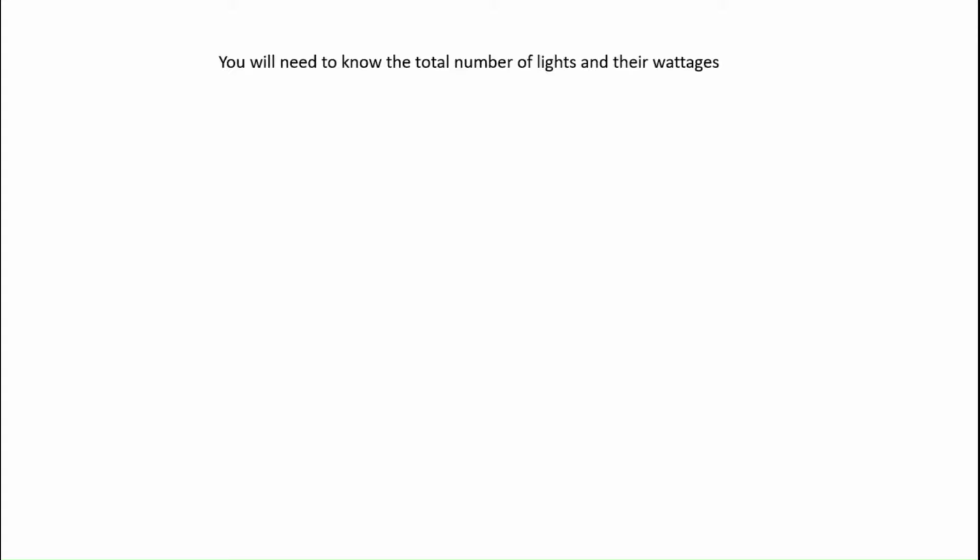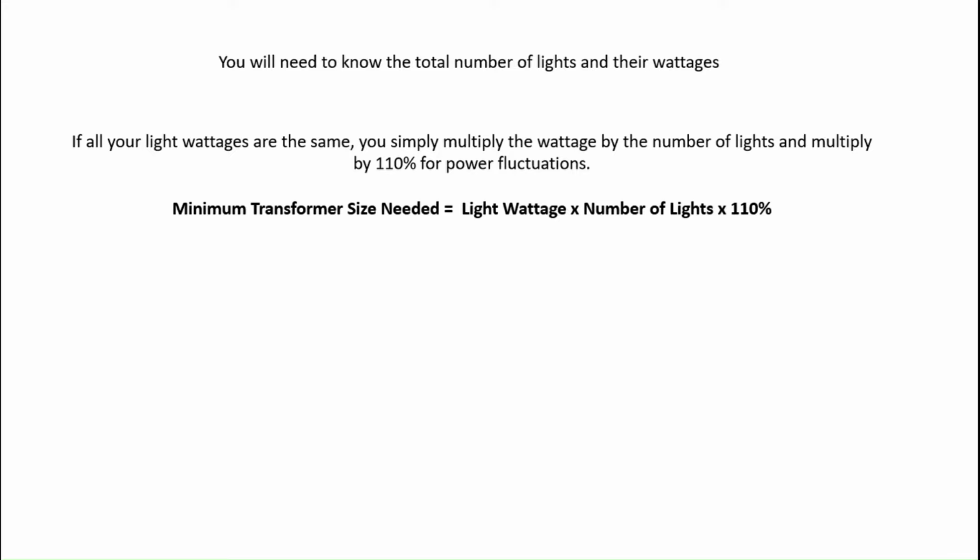So let's get started. You will need to know the total number of lights and their wattages. If all of your light wattages are the same, you simply multiply the wattage by the number of lights and multiply by 110% for power fluctuations. So your formula is simple. It's minimum transformer size needed equals light wattage times number of lights times 110%.